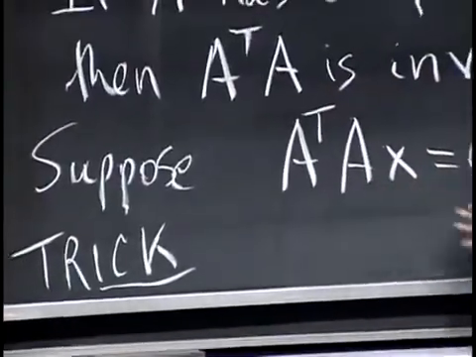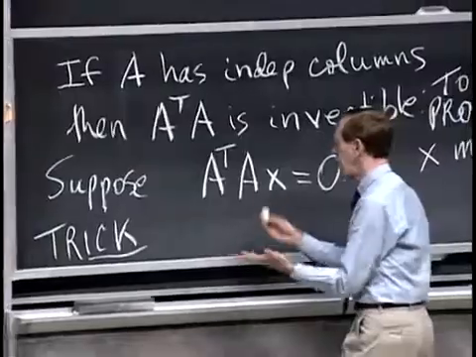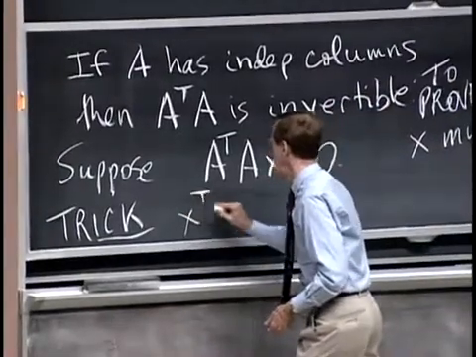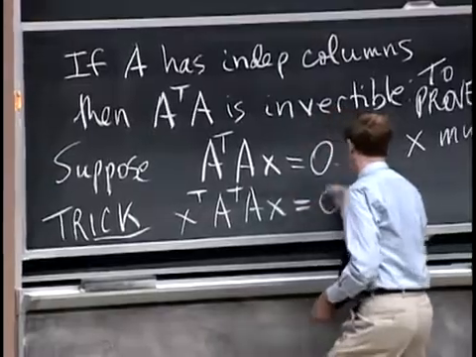Take the dot product of both sides with x. So I'll multiply both sides by x transpose. X transpose A transpose A, x equals 0.